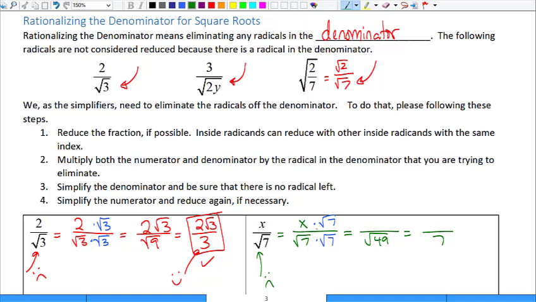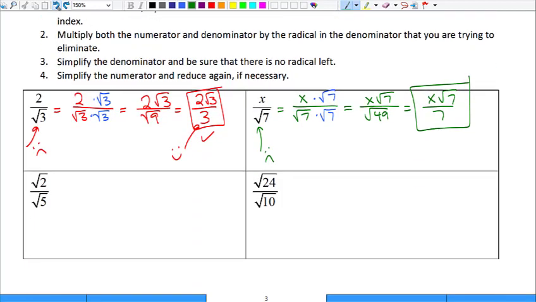Then we have x times root 7 in the top, which does not reduce. Now, nothing else reduces here, because the only things that are on the outside are x and 7, and x and 7 can't reduce. Similarly, on the previous one, 2 and 3 can't reduce, so there's nothing you can do any further. Excellent. Let's go to the next one.